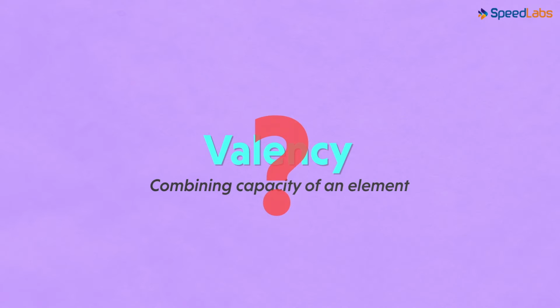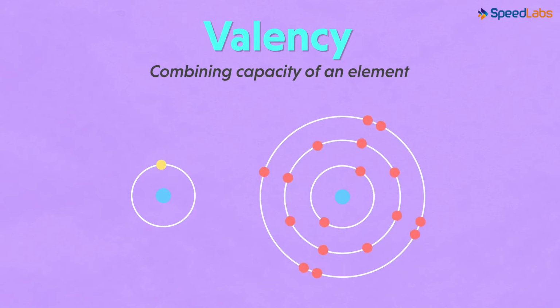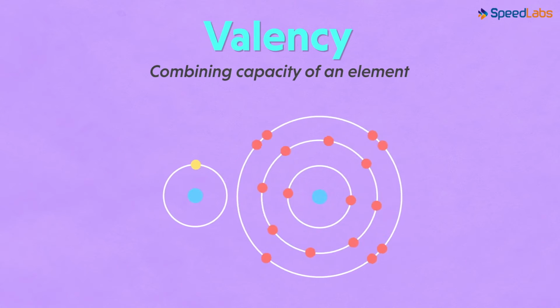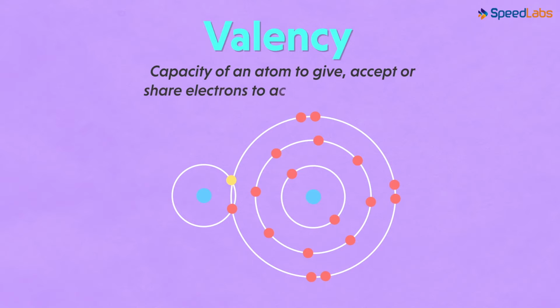In simple words, valency is defined as the combining capacity of an element. Now, what exactly do we mean by this? When we say combining capacity, that means how much can an atom bond with another atom. Does that mean how many electrons can be given or taken or even shared? Yes. The capacity of an atom to give electrons, accept electrons or even share them in order to achieve the octet state can be termed as its valency.